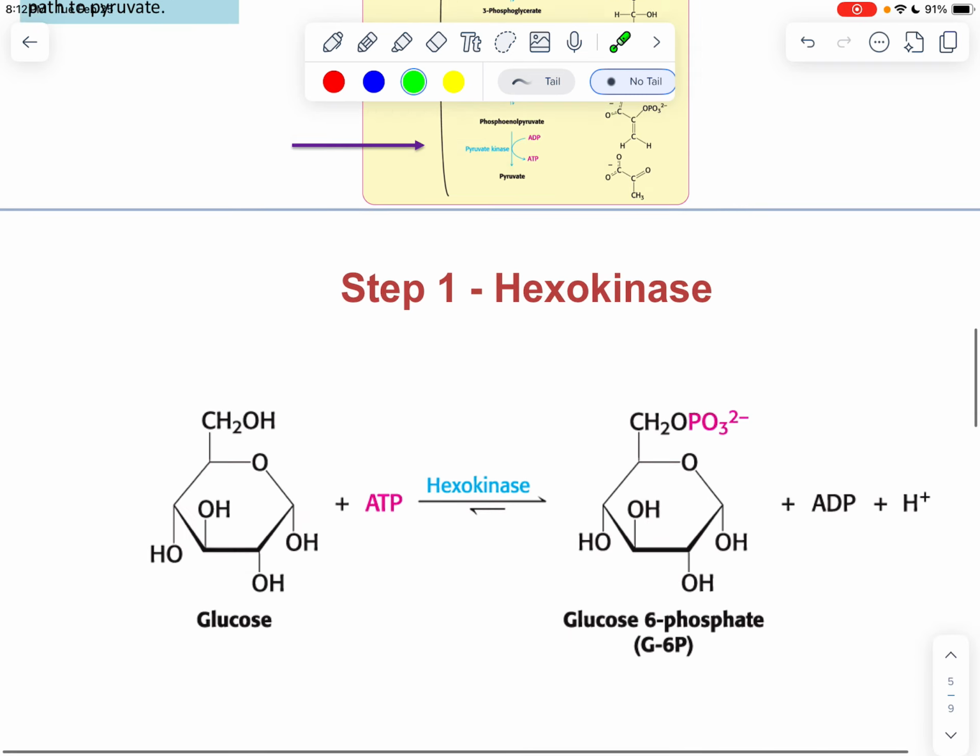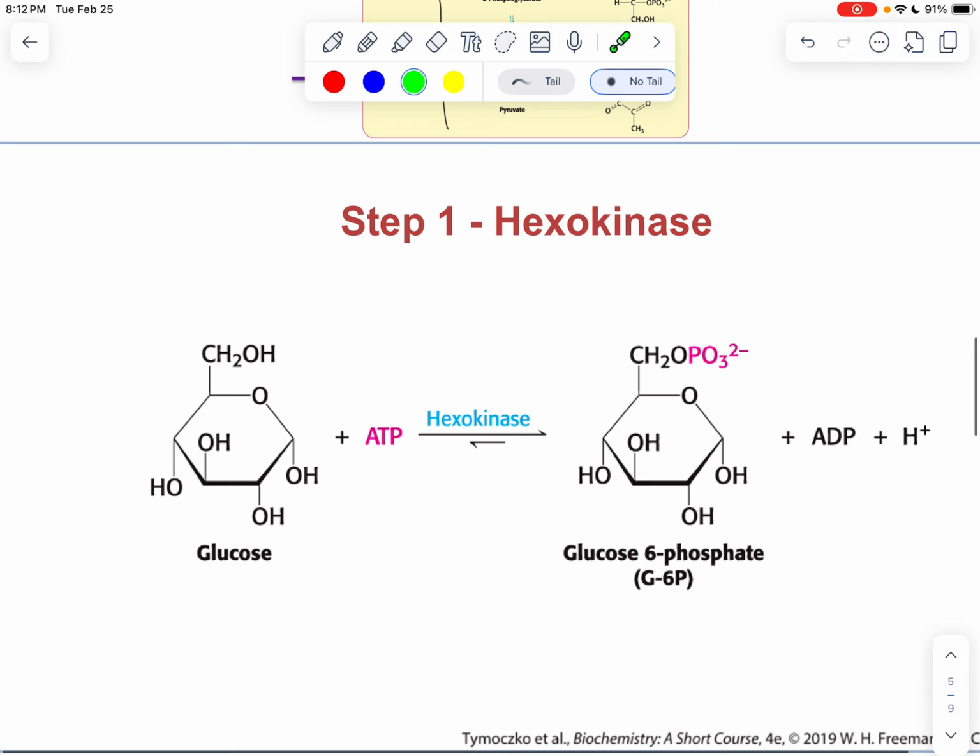Okay, so then what I want to talk about in this video is these steps. We talked about these in depth in the second video. And the question I get a lot is, well, what do I need to know? Do I need to memorize all this? Do I need to be able to draw the structures? What do I need to know for these 10 steps?